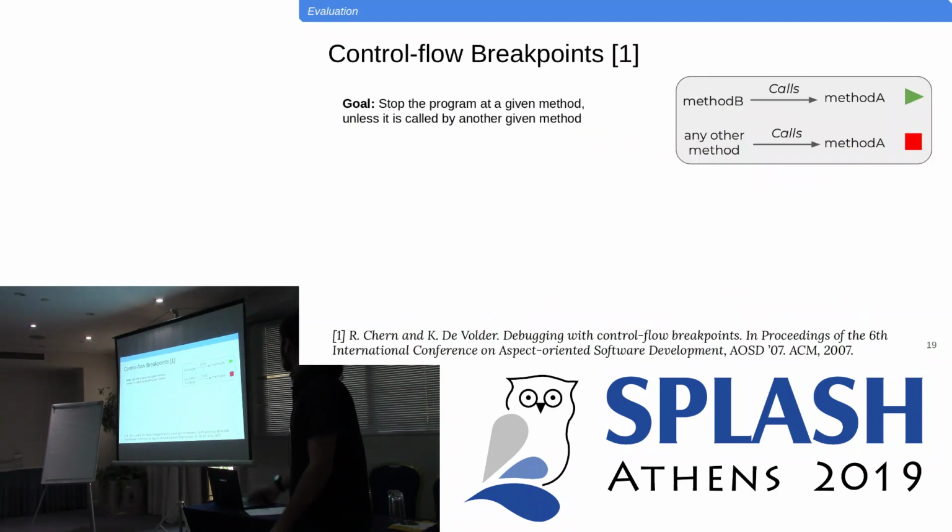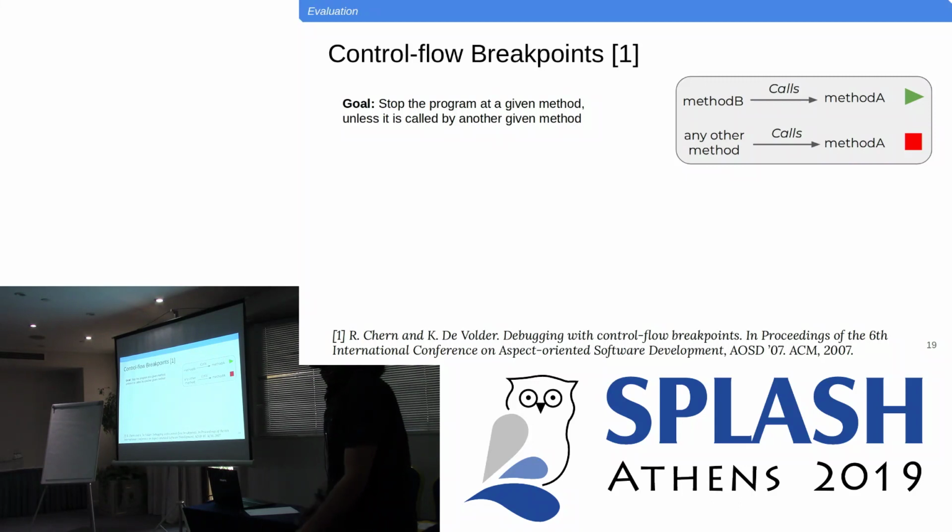OK, so the first scenario I'm going to talk about is control flow breakpoints. On each of the slides I'm going to show, there is the goal in words, and there is a diagram showing the same thing with pictures and the reference to the paper in question. So here, I want to stop the program at a given method. That's easy, but I don't want to stop if it's called by that other method. So in diagram form, I want to stop on method A when it is called, unless it's called by method B. So if method B calls method A, I don't stop. If anything else calls method A, I stop.